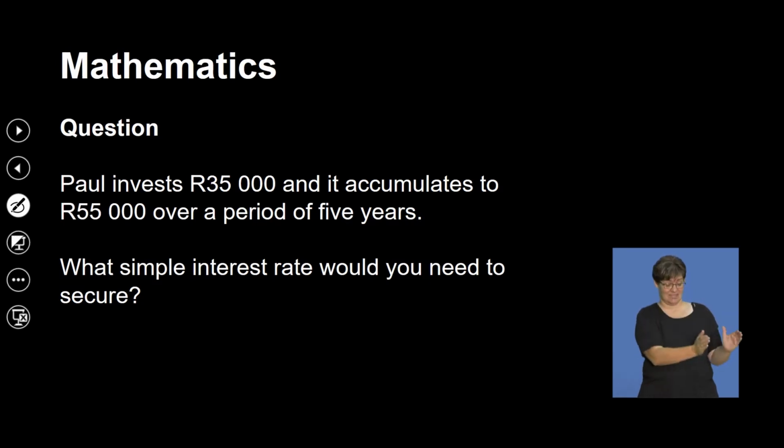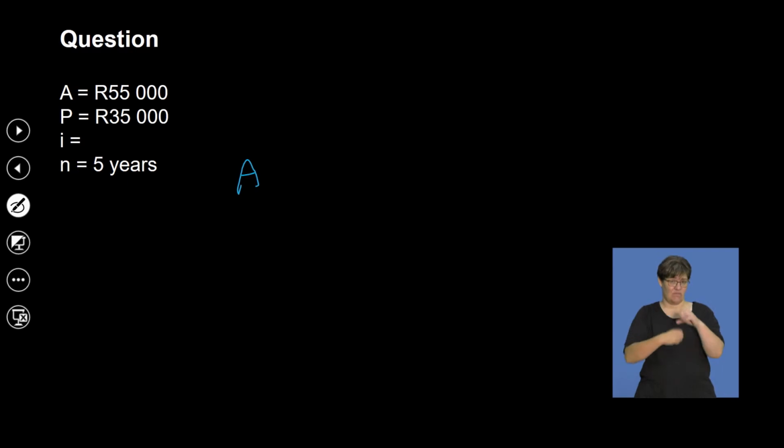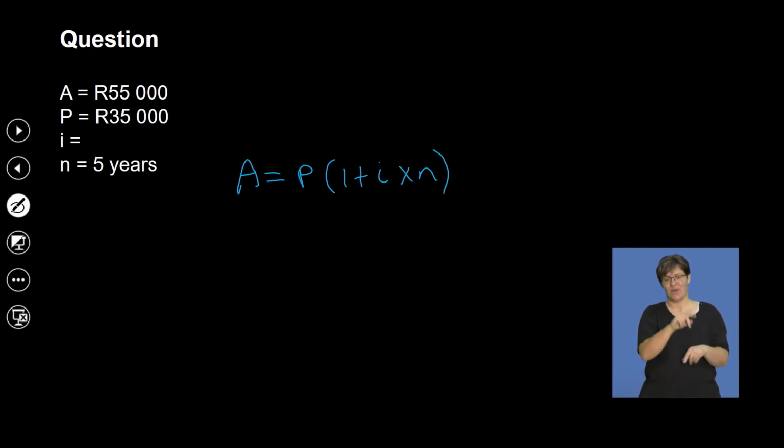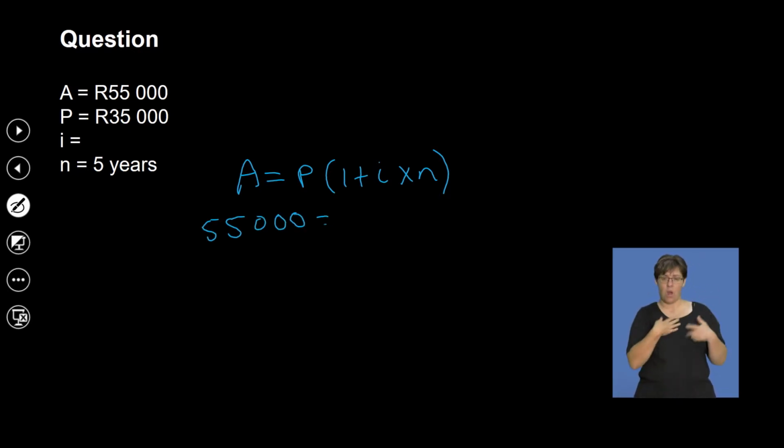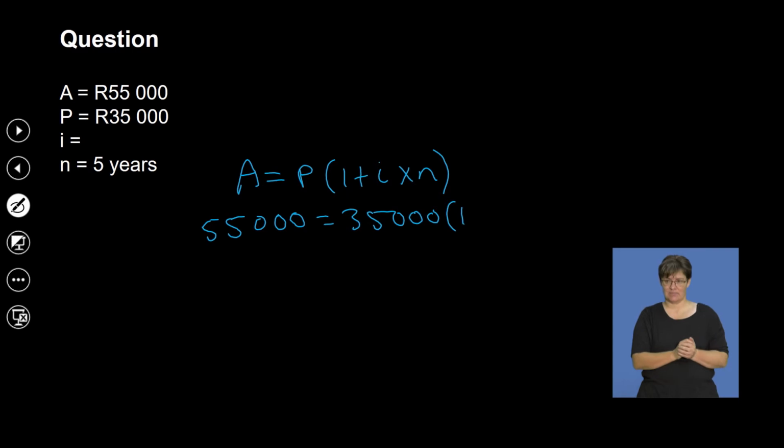I want us to find the simple interest rate that Paul got when he invested 35,000 and it grew to being 55,000 over a period of 5 years. So I still go back to my formula. I know it's tiring to write the formula, but it's really necessary, because then you are avoiding these little mistakes that we normally make when nerves are playing with us in an exam situation. So this is 35,000 into 1 plus i times n, where I am calculating i and my number of years is 5.